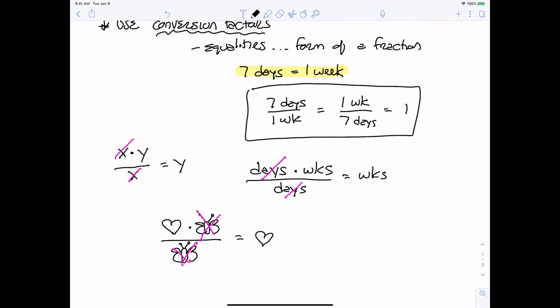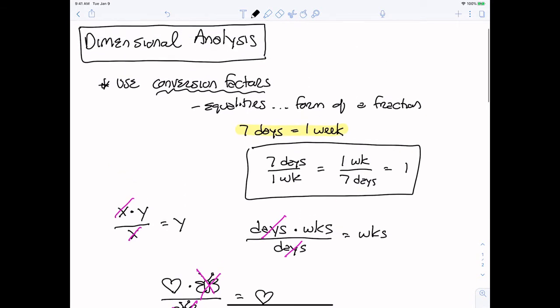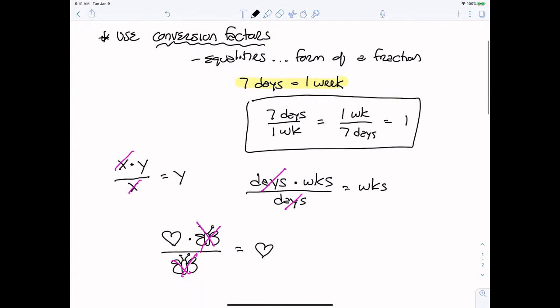So what we're going to do is we're going to take the number that we're given in our problem, we're going to multiply it by some conversion factors. The version of the conversion factor that we're going to use depends on where the units are. Right? If butterfly is on top and I need it to go away, then I need to have butterfly on the bottom.